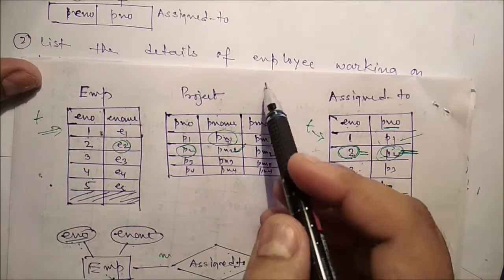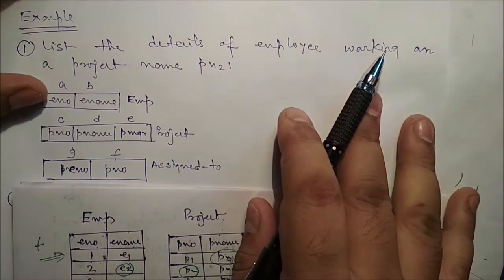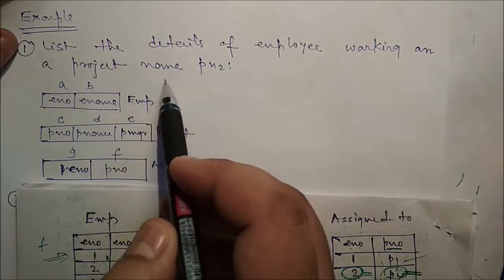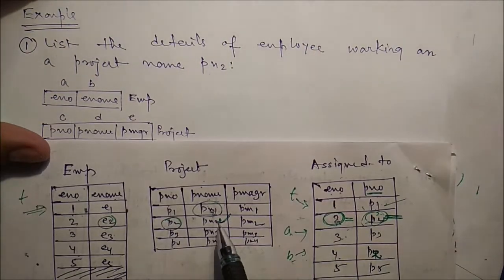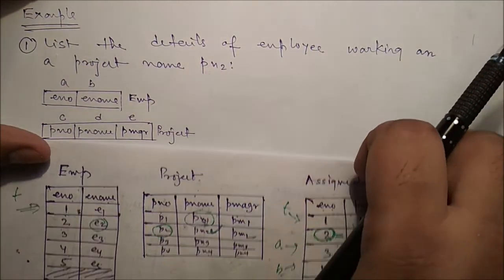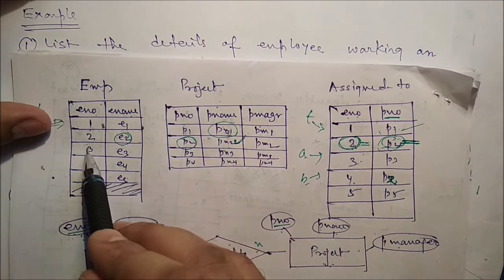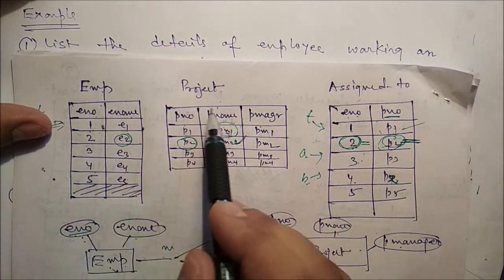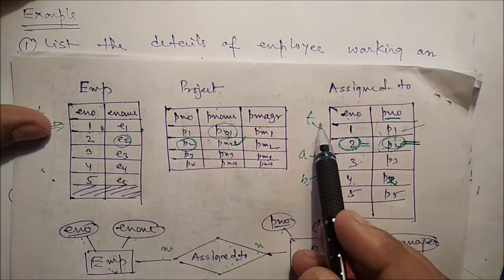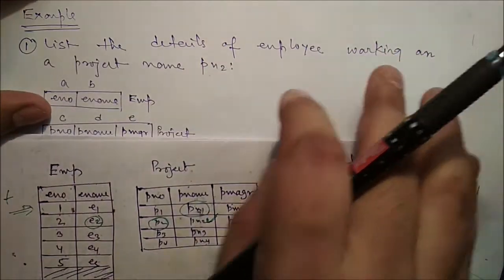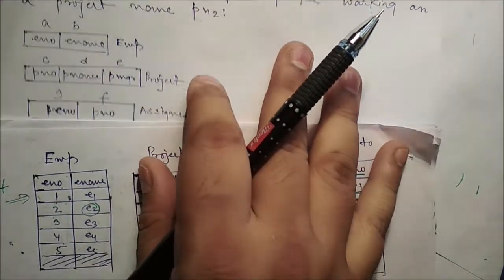Okay, so list the details of employee working on a project named PN2. So project name is present here, and we need the employee. That means we have to merge these three tables. Okay, and how is it possible? You just see this one.